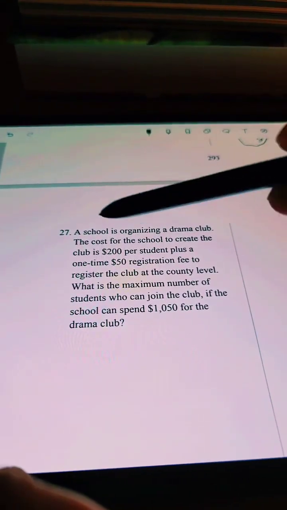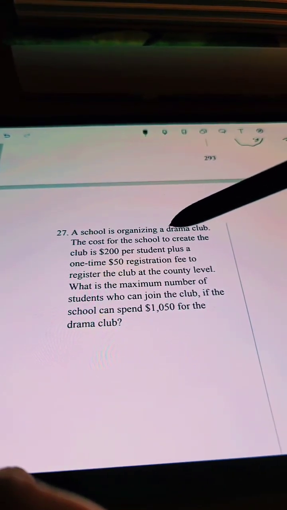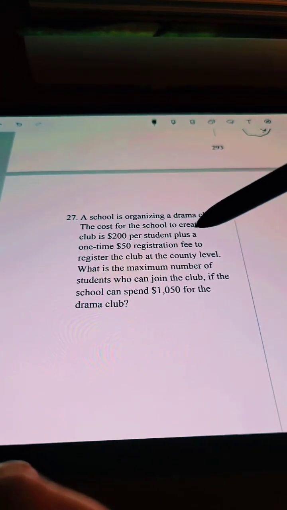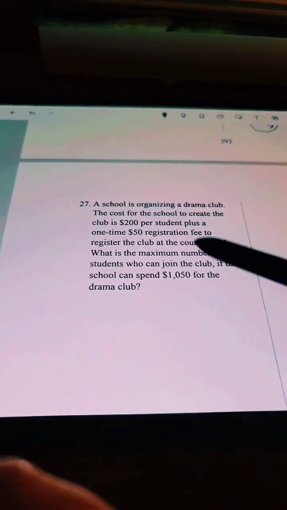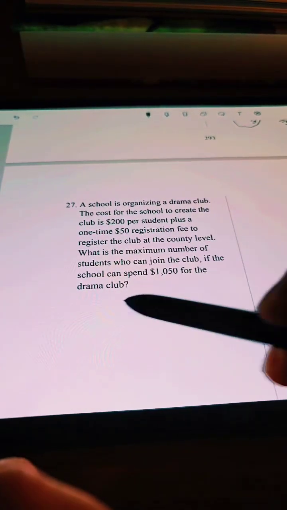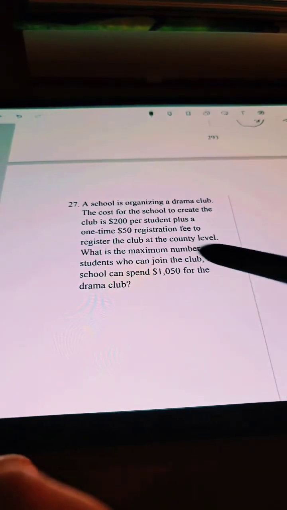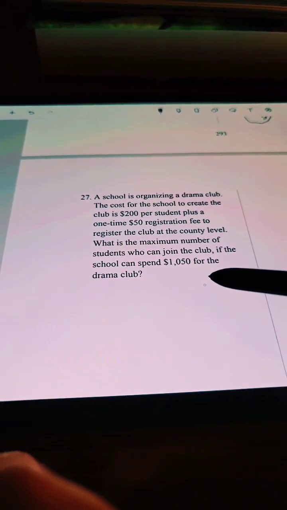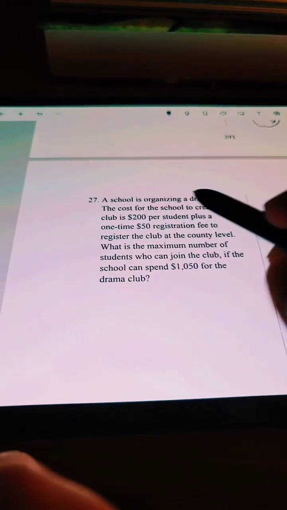So then let's go to 27. It says a school is organizing a drama club. The cost for the school to create the club is $200 per student plus a one-time $50 registration fee to register the club at the county level. What is the maximum number of students who can join the club if the school can spend $1,050 for the drama club? So let's write this as an equation.